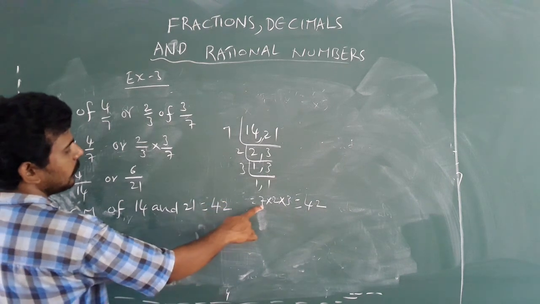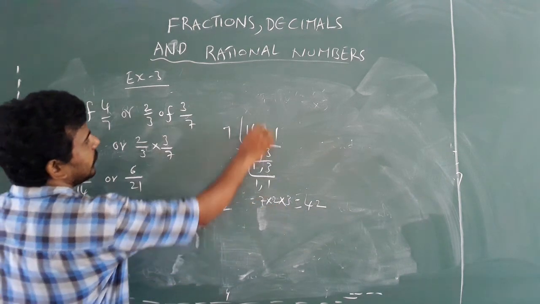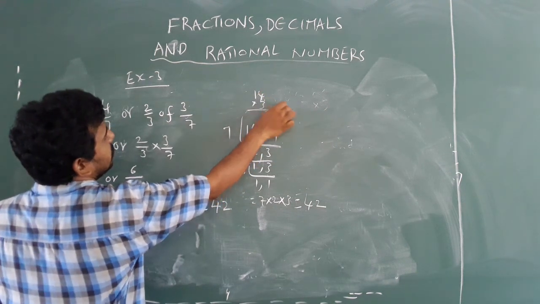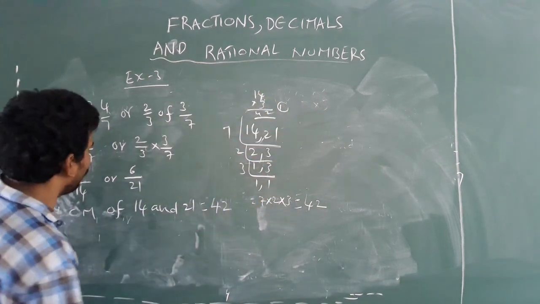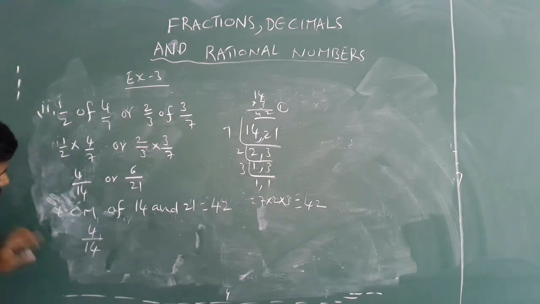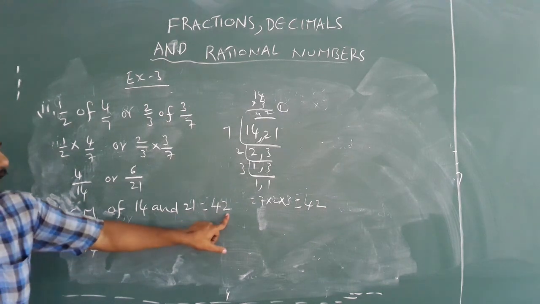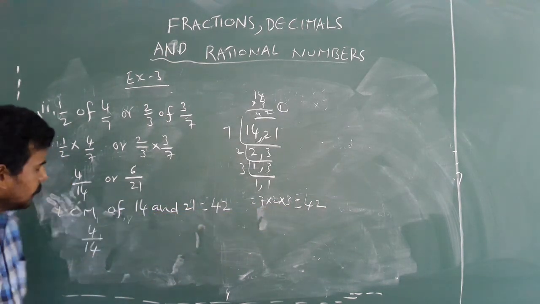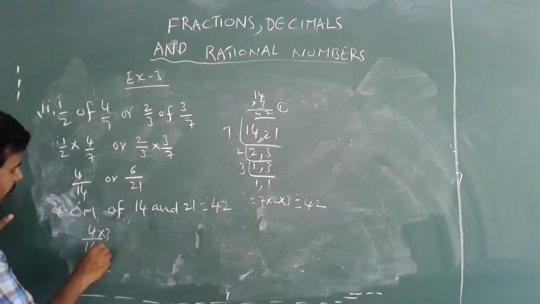Once again, 7 2s are 14, 14 3s are 42. Yes. What is that children? 42. Now take 4 by 14. This 14 in 42, how many times children? 3 times. 7 2s are 14. So that's why here 3, here 3.